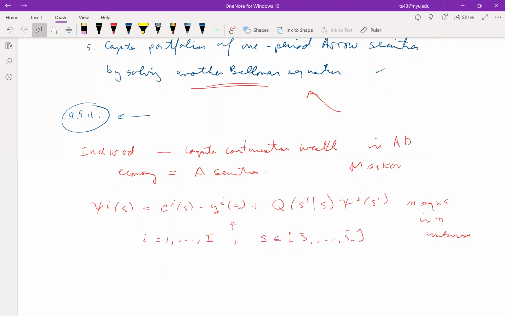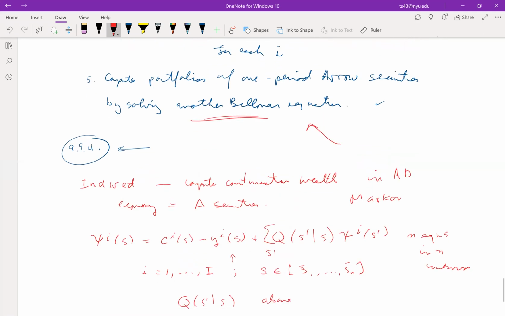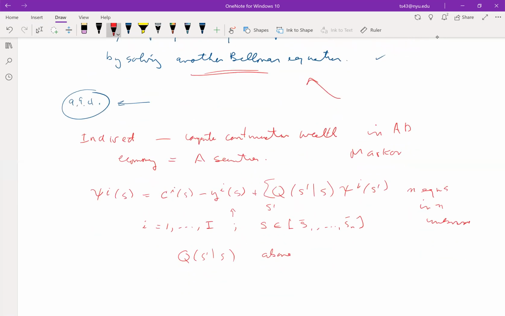And then where am I going to get Q from? Well, Q I already got from my algorithm above. I've got that pricing kernel. I'm making typos all over the place. Summation over s prime. Let's make sure I put this up here. Yeah, I did. Okay, summation over s prime. So that's my Bellman equation for continuation wealth.